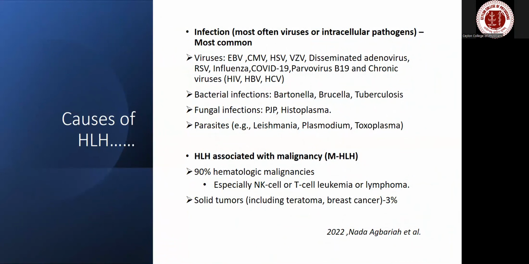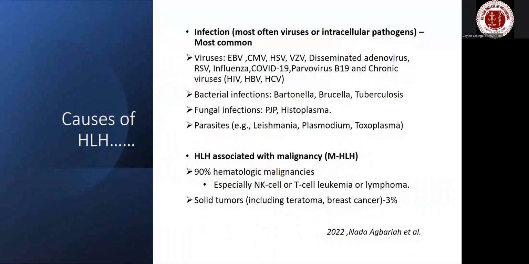So we'll move on to the possible causes of HLH. As I'm dealing with the adult population, I'm discussing the secondary form. Infections are considered the most common reason, most often viruses, or intracellular pathogens. Viruses like Epstein-Barr virus, cytomegalovirus, HSV, and recently identified COVID-19 and dengue. Bacterial infections like Bartonella, Brucella, and TB. Fungal infections like histoplasma, and PJP, and parasites can all cause an HLH type of picture when a patient has that potential.